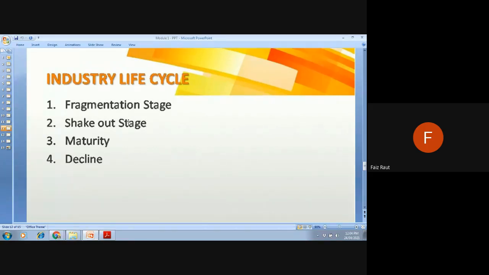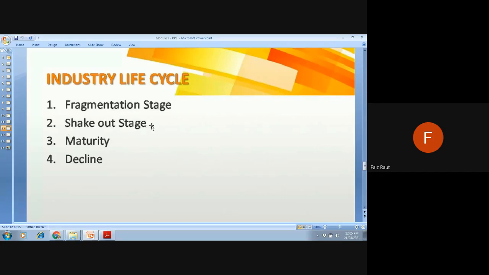Same way for the shakeout stage. Shakeout stage is when the industry is getting developed. If that is the case, I should be focusing more on product development as well as on the sales of my product in the shakeout stage. When I'm acquiring a company and analyzing the industry, and I see that the company falls under the shakeout stage, then after acquisition or after the company gets merged under me, I should focus more on product development as well as sales, because the product is getting into the growth stage.